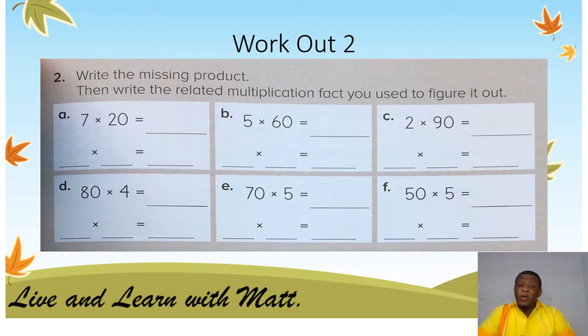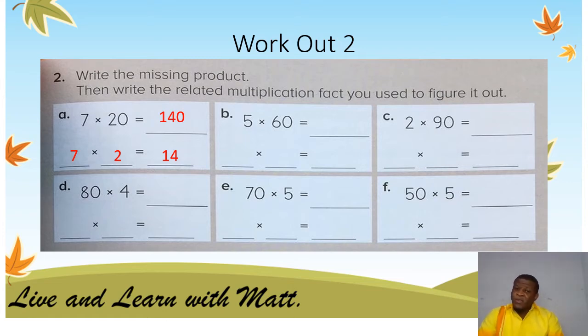Write the missing product. Then write the related multiplication fact you use to figure it out. Part A, 7 times 20, so we can use 7 times 2, which is 14. So 7 times 20 will be 140.